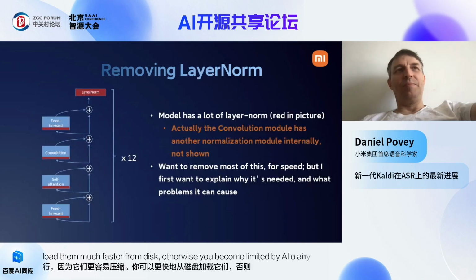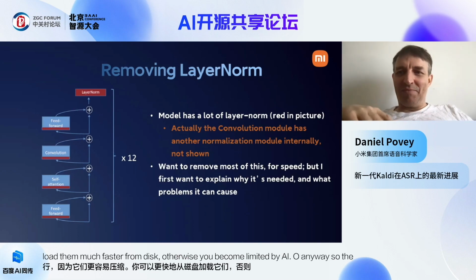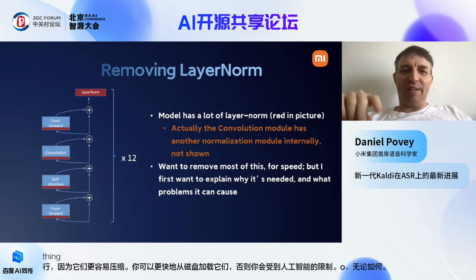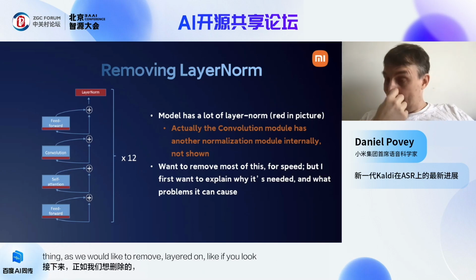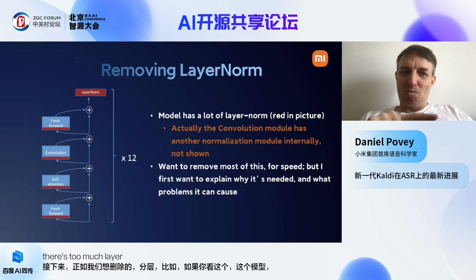Anyway, the next thing is we'd like to remove LayerNorm. If you look at this model, it seems like there's too much LayerNorm.